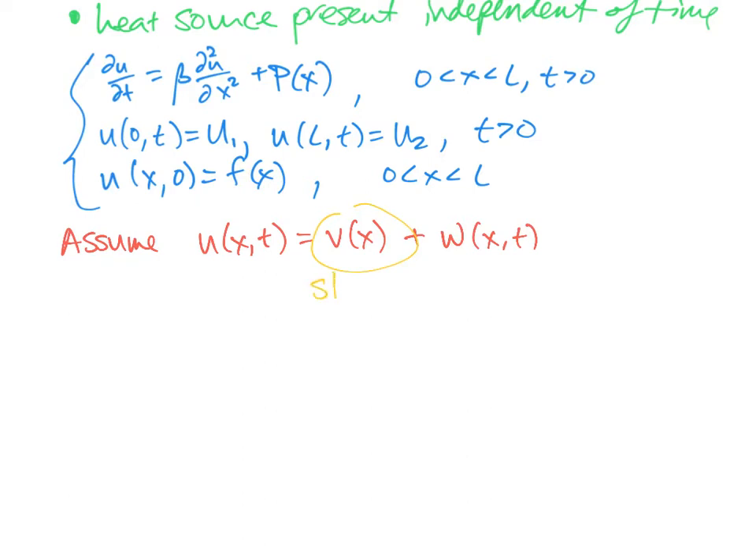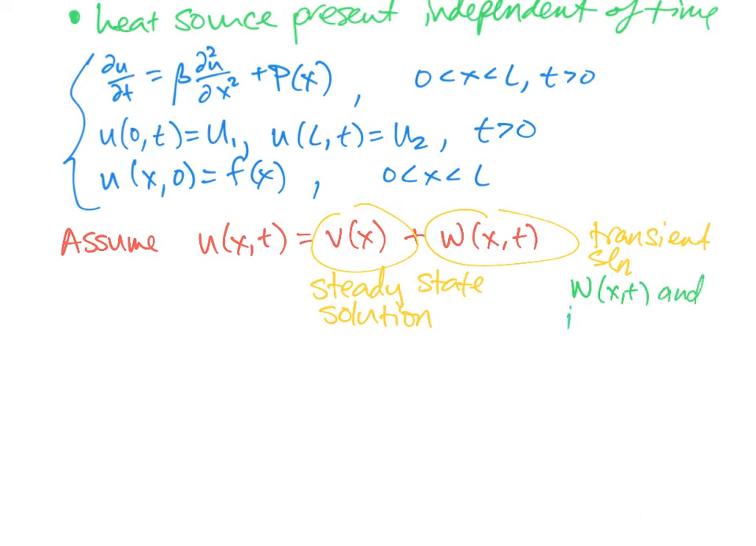this is our steady state solution. And this is our transient solution. And by transient, we mean that W and its partial derivatives are going to go to 0 as t goes to infinity.